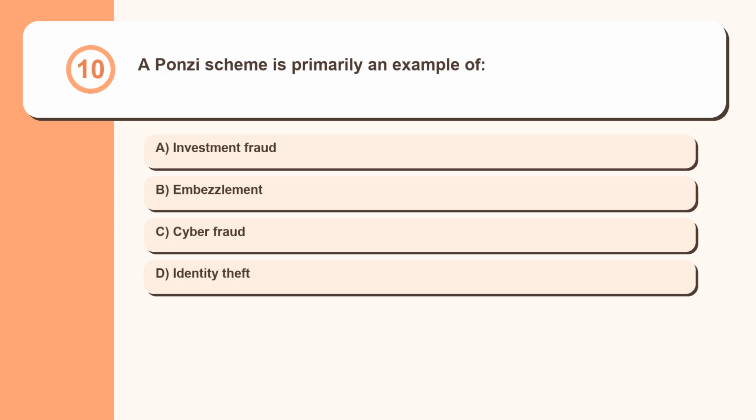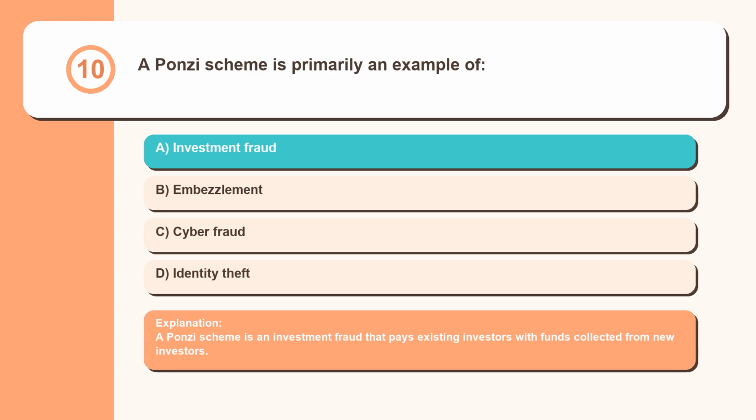Question 10. A Ponzi scheme is primarily an example of: investment fraud, embezzlement, cyber fraud, identity theft. A Ponzi scheme is an investment fraud that pays existing investors with funds collected from new investors.